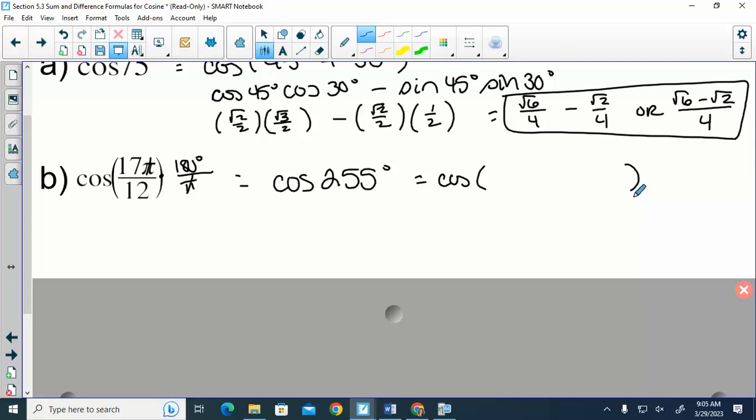Page 111 in the textbook has a picture as well. So we need two angles off that circle that would add or subtract to 255. Can you come up with 225? Okay.